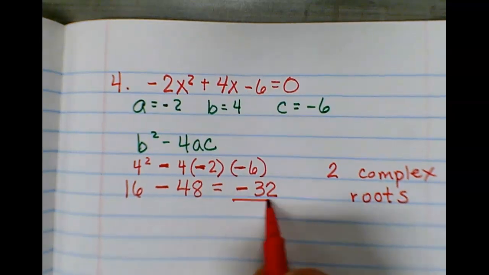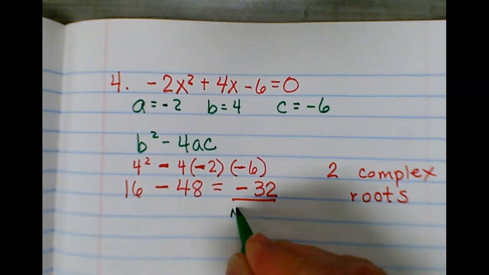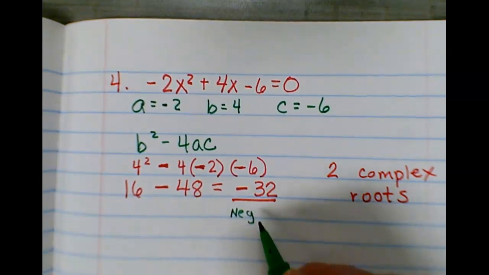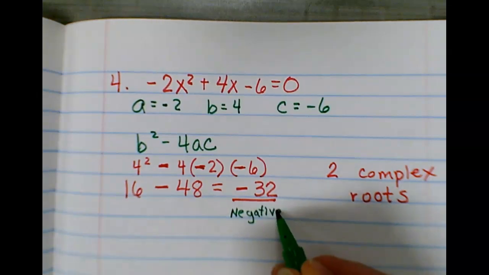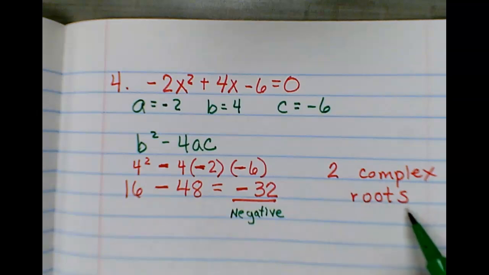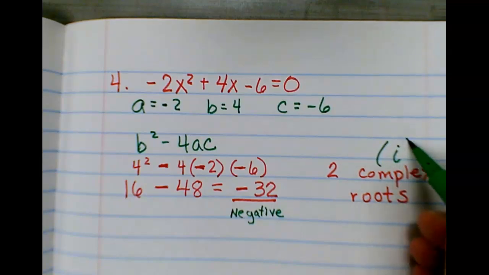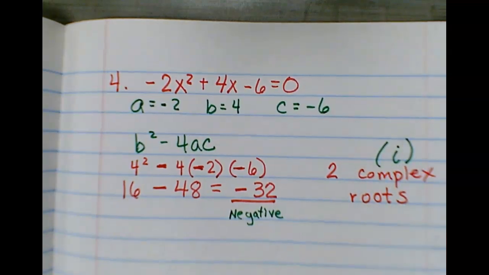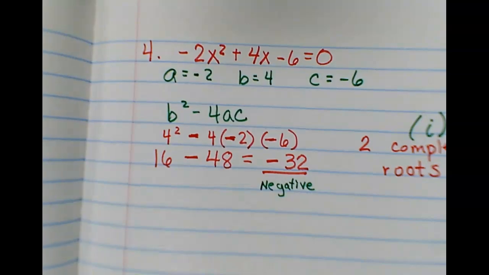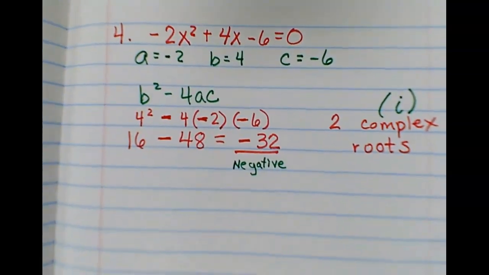If this is a negative number, then I will have 2 complex roots. What does complex mean? It's going to have an i in it. How would you word that? Like, how would you put the i in there? Like the formatting? I will answer that question on Monday, because I want you to practice this a little bit.